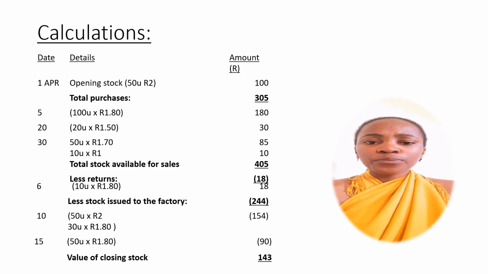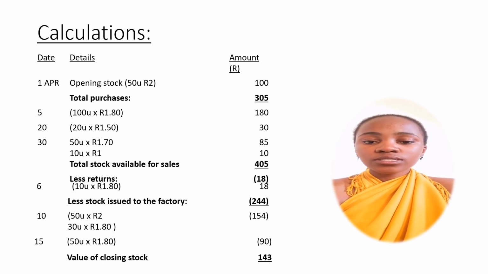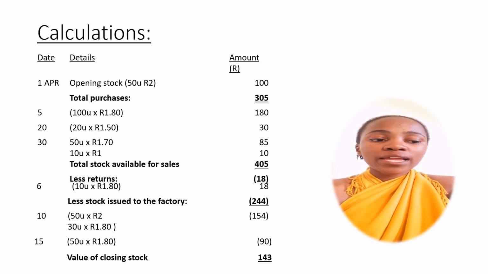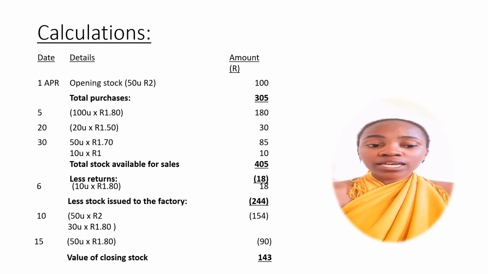The reason could be maybe the stock was damaged or there was something wrong with the stock that we returned it to the supplier. This is where we're going to say 10 units multiplied by that amount of 1 Rand 80 cents, which gives us the value of 18 Rands. Those are our total returns. Now we're going to say 405 minus the 18 Rand, which gives us the value of 385. Keep that in mind.